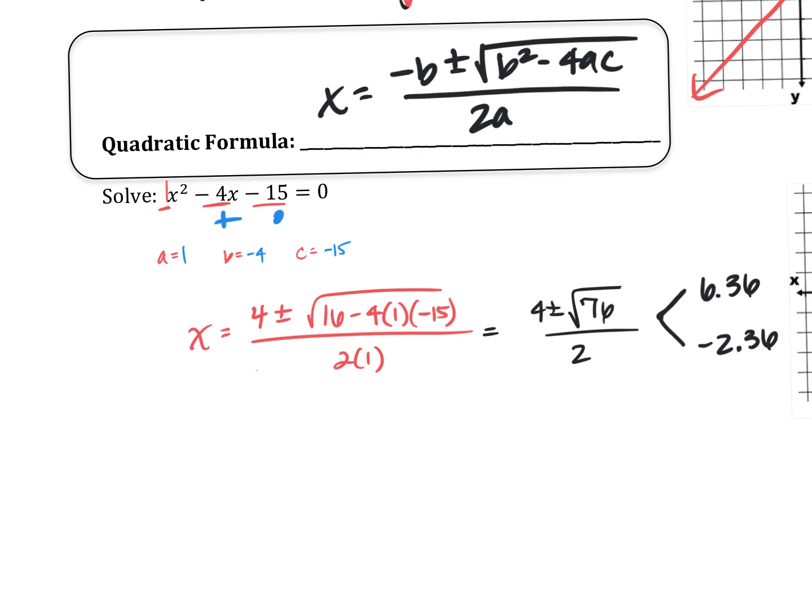Here's how you might try to enter it, and watch, you're going to get it wrong. What if I type 4 plus root 76 and then I just divide that by 2? That wasn't one of my answers. What did I do wrong? You got to do a fraction. You guys, if I type this way, it's only dividing my root 76 by 2 and not this whole quantity.